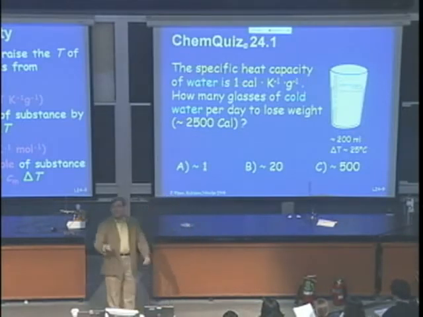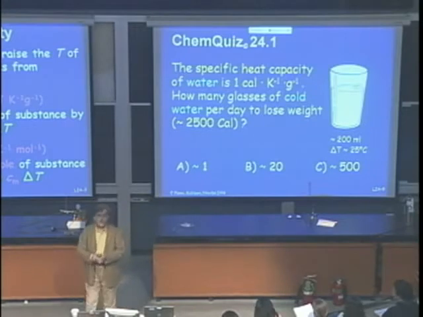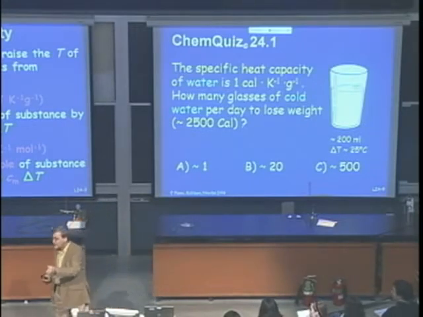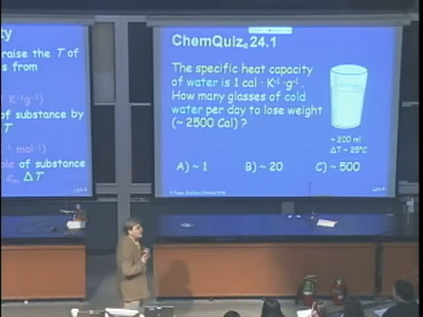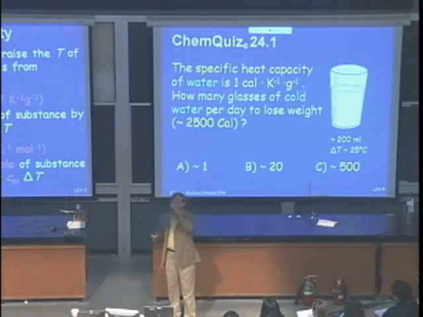And now I'm going to propose to you a new diet, okay? The new diet is if we drink cold water. The cold water comes out of the tap at about 12 degrees Celsius. Your body is about 37 degrees Celsius. The delta T between this, when you put the water in your body, is 25 degrees.